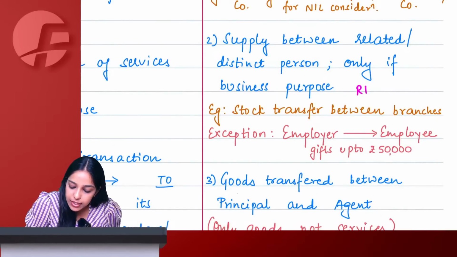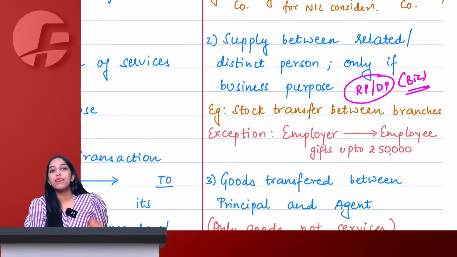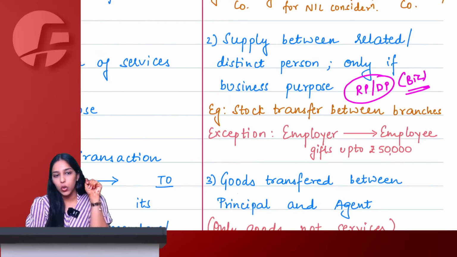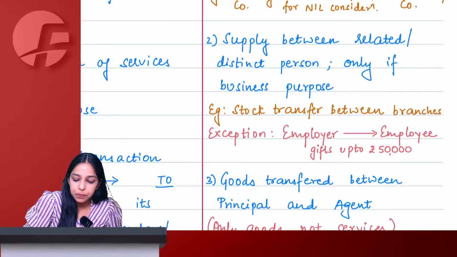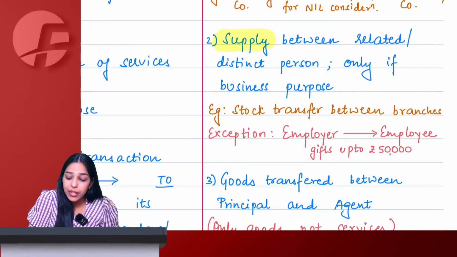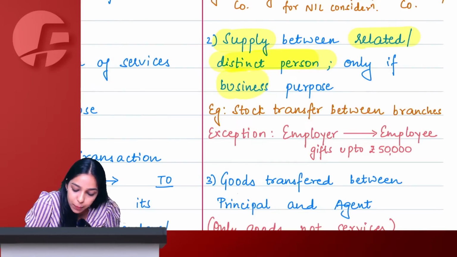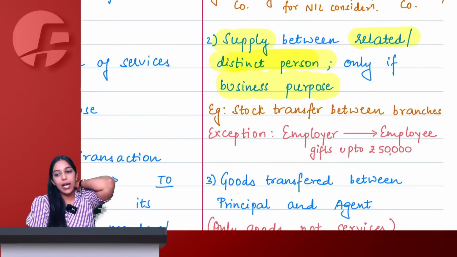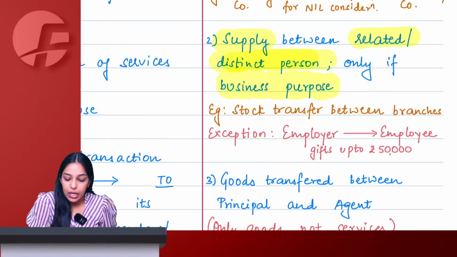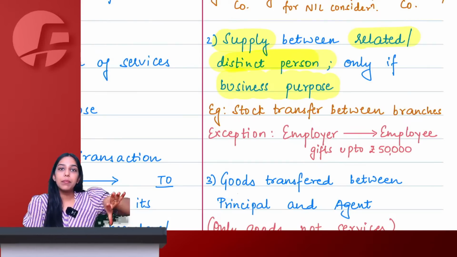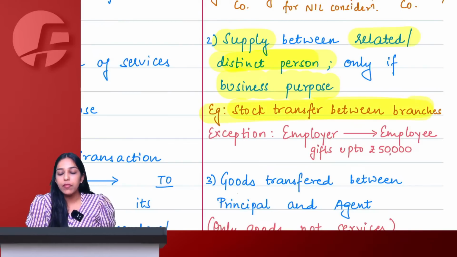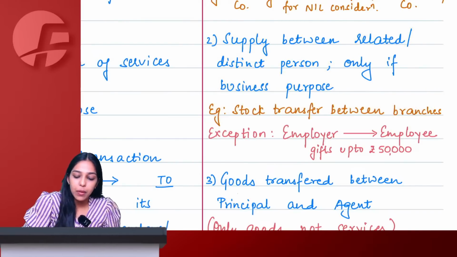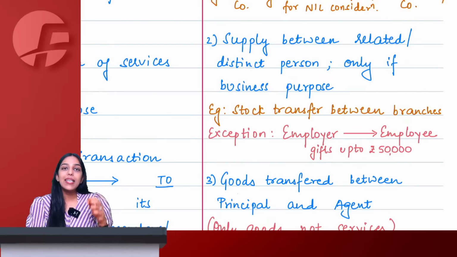Next point says that if there is any supply between related person and distinct person, but it has to be in course or furtherance of business. Who are related persons? So far as covered. Who are distinct persons? Same PAN, separate registration. So if any supply is happening between these related or distinct persons for business purpose, it will be considered as supply even without consideration. Let us say my Ahmedabad branch is transferring stock to my Mumbai branch. They are both distinct persons, so stock transfer between branches without consideration for business purpose is also considered as supply.